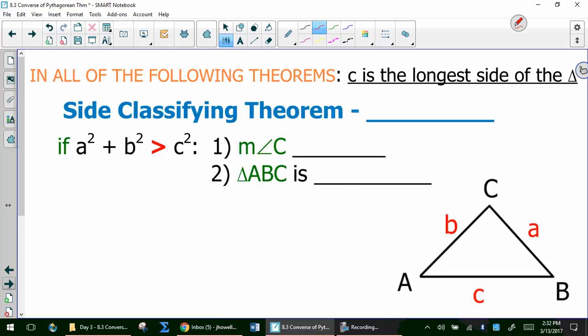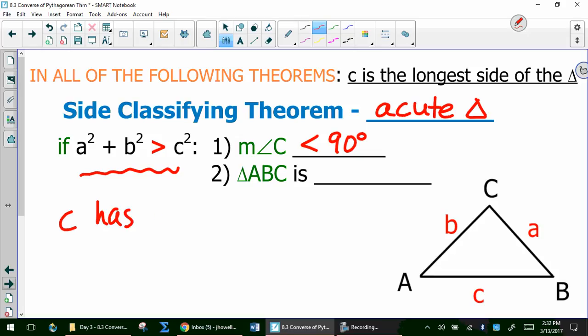Now, if a squared plus b squared is greater than c squared, then the measure of angle C is going to be less than 90 degrees. So this is a side classifying theorem for acute. I'm looking at the wrong one. It's acute triangle. Okay? So C has gotten smaller. So triangle ABC would then be acute.